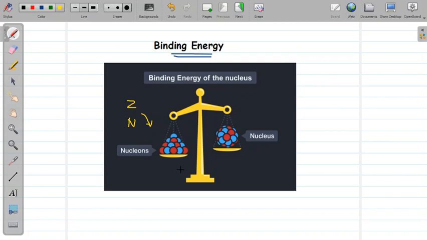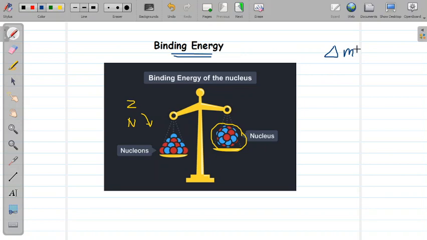But if we combine all these nucleons, Z number of protons and N number of neutrons, into a nucleus, its mass will be slightly lesser. That means when Z number of protons and N number of neutrons combine to form a nucleus, some mass is getting lost. We call that term the mass defect, called delta M.